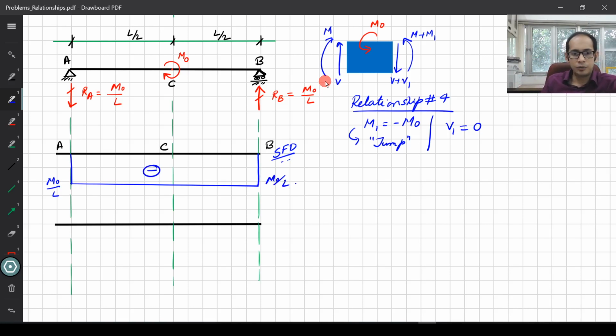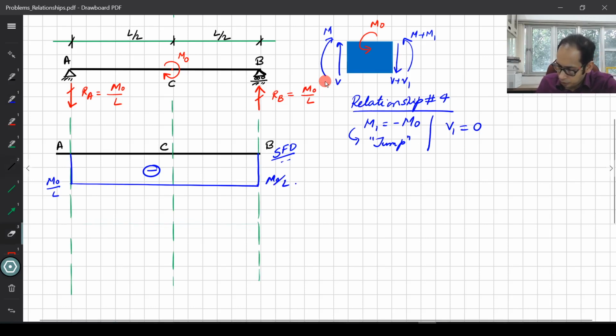Okay, now for the bending moment diagram, maybe I should draw the beam a little below so that it does not obstruct with what I have above. So let me draw the beam here.